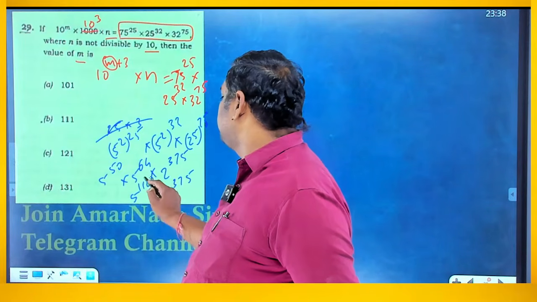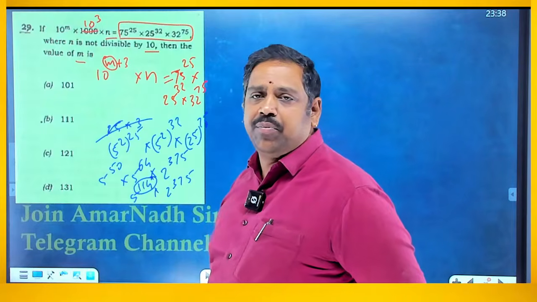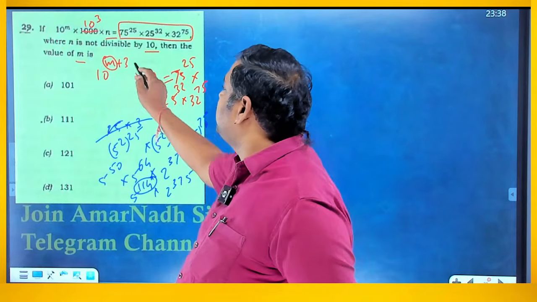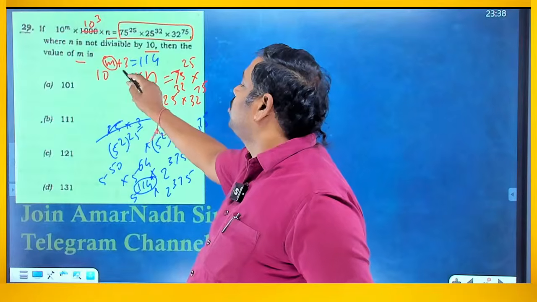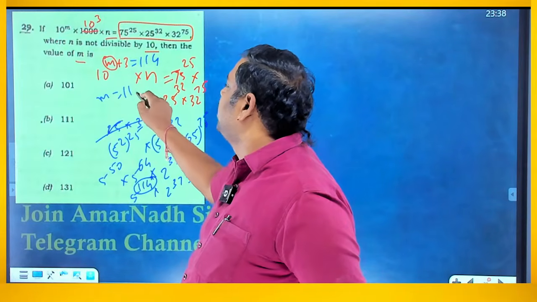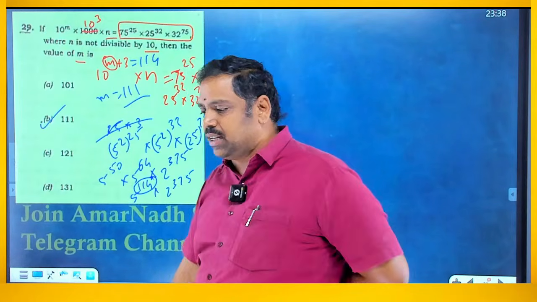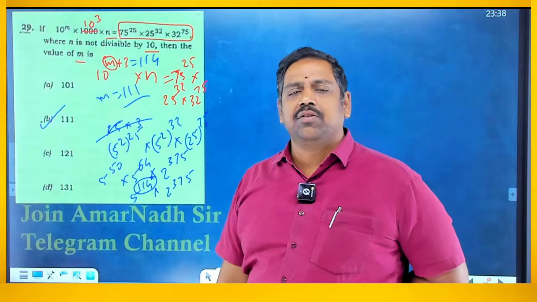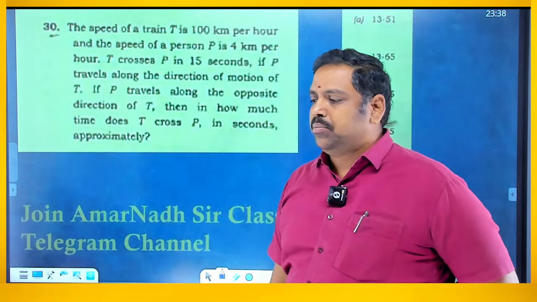Number of zeros means out of these two, whichever is the smaller, that you have to take. Now you can say that m plus 3 is 114, not m. So the value of m is how much? 111. So which option is the answer here? B is the answer. Understand here? This is a beautiful question you can understand. Right.